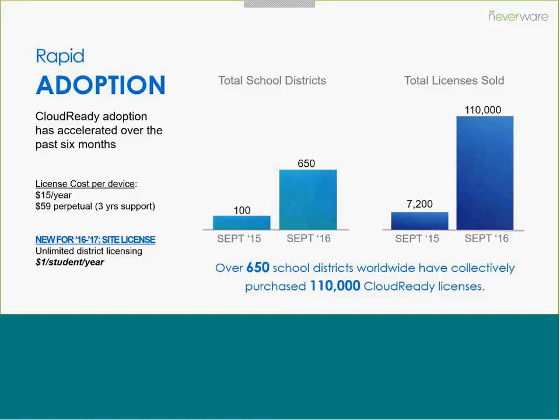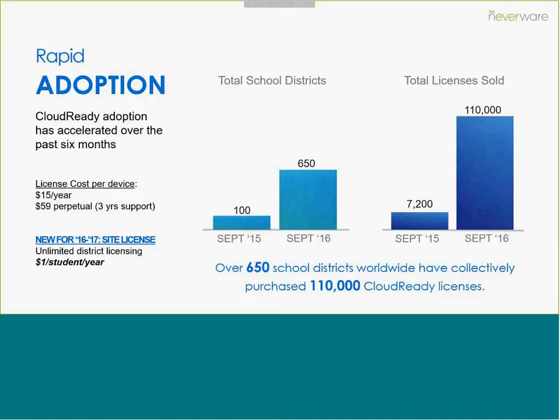We price the product in two different ways, either by device, depending on the needs of your district and how you like to purchase. We offer a license to a device for either $15 per year or a $9 perpetual license. You own it forever, and with that we wrap in support.